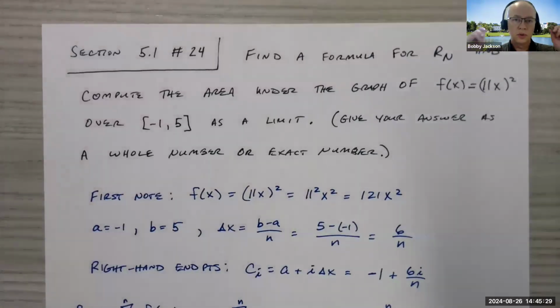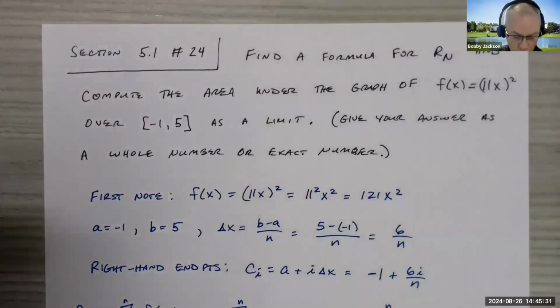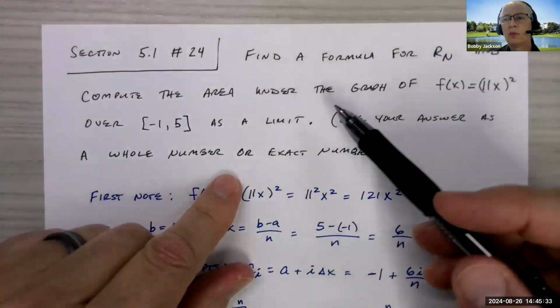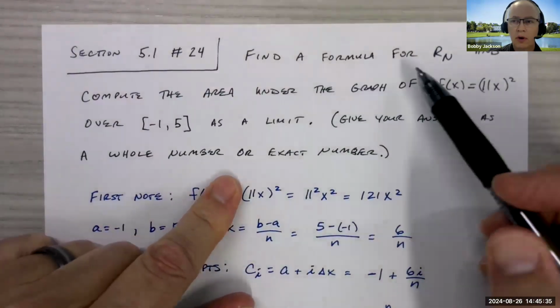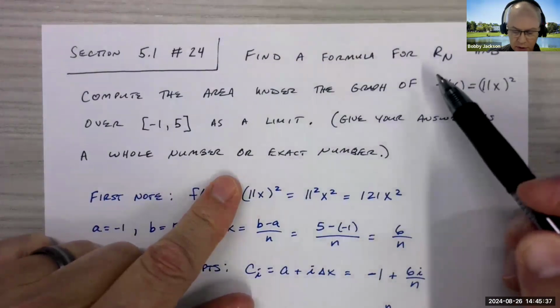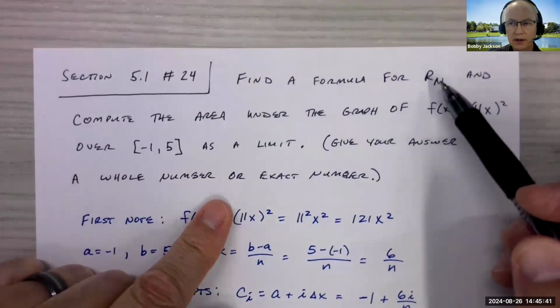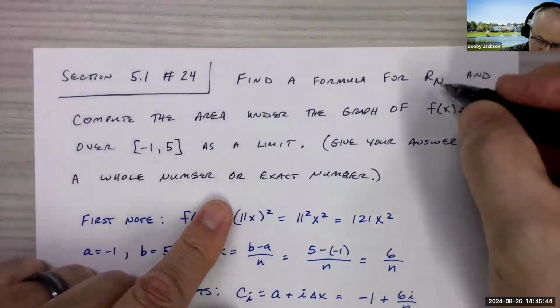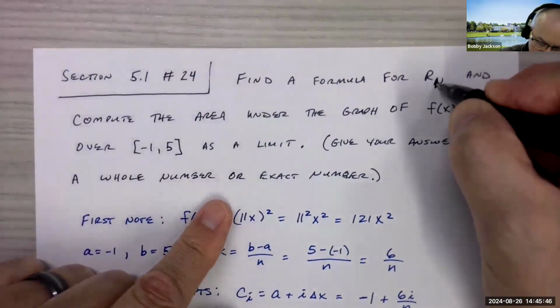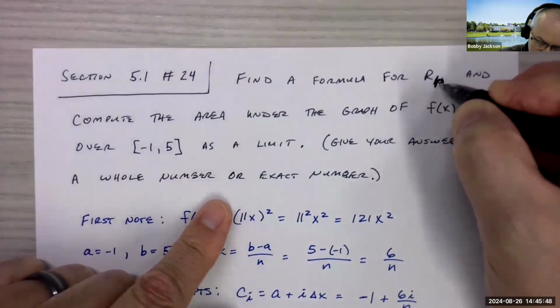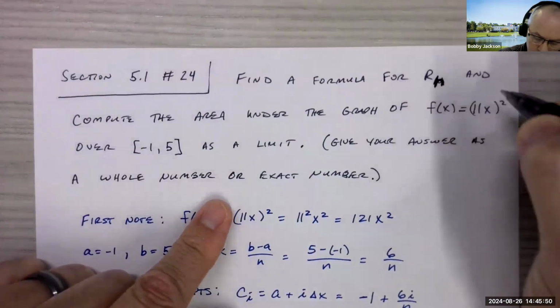Everyone, we're going to look at number 24 in section 5.1. For this problem, we're going to find a formula for R sub n. So this is the right-hand approximation with n subintervals. I'm actually going to use lowercase n in my problems. You can use uppercase N as well.